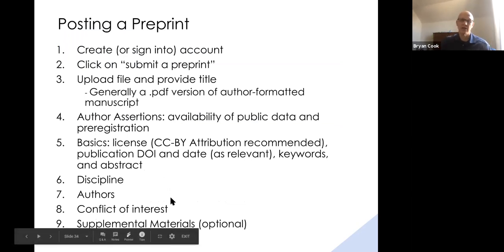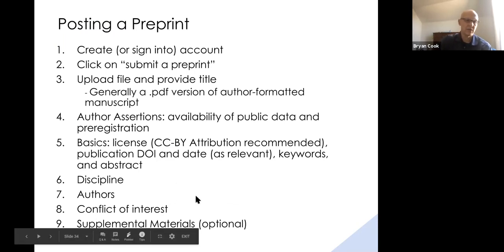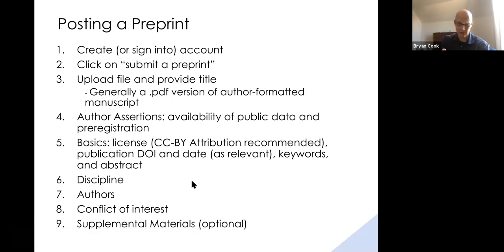It follows the same structure as all of the preprint repositories. Under OSF, there are just 8 different steps, and I'm not good at this stuff, so if I can do it, you can do it. You create an account on OSF first, you submit a preprint, you upload the file, and you add author assertions, indicating whether data is publicly available and whether there's a pre-registration. I think you can link to those. You choose a license, which we can talk about more, but there are different licenses. They recommend CC BY attribution, which means anyone can reuse your work as long as they attribute it. It's assigned a DOI.